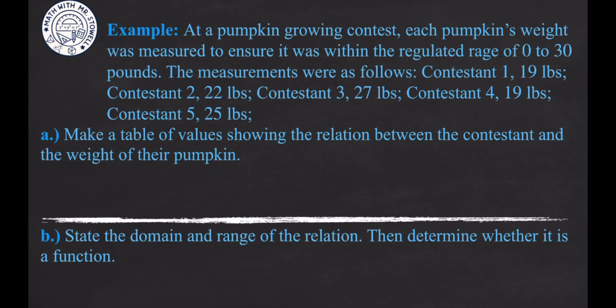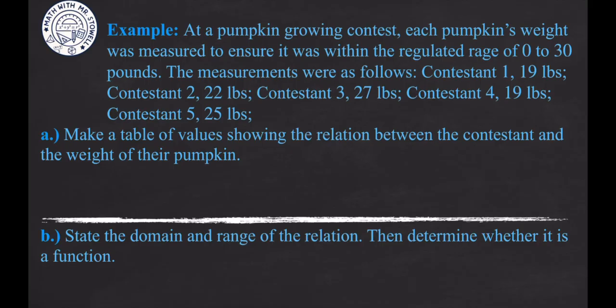At a pumpkin growing contest, each pumpkin's weight was measured to ensure it was within the regulated range of 0 to 30 pounds. The measurements were as follows. Contestant 1 was 19 pounds, contestant 2 was 22 pounds, contestant 3 was 27 pounds, contestant 4 was 19 pounds, contestant 5 was 25 pounds. We want to make a table of values showing the relation between the contestant and the weight of their pumpkin.